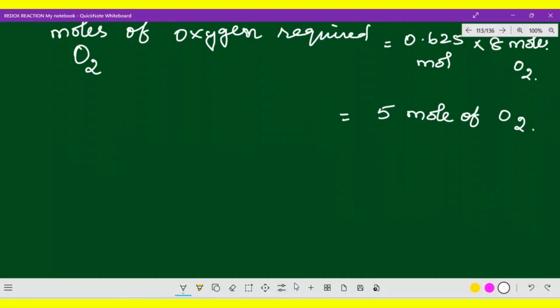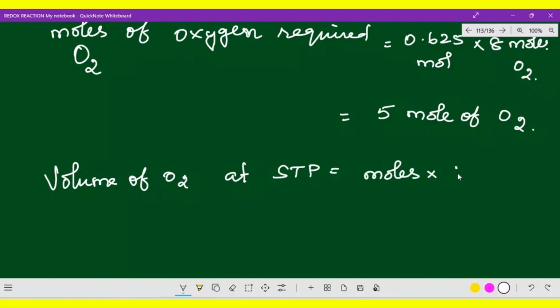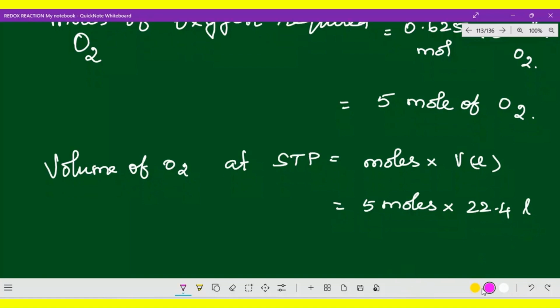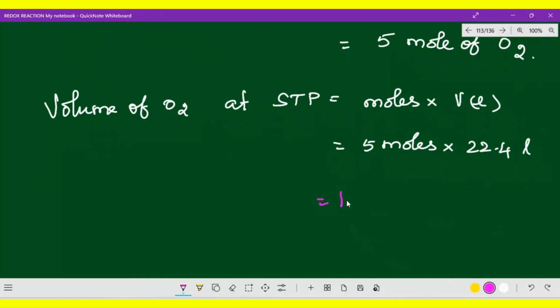Now we can identify the volume at STP. Volume of oxygen at STP equals moles into volume in liter. So moles is 5 moles into 22.4 liter. So you will get 112 liter. I hope you got the clarity.